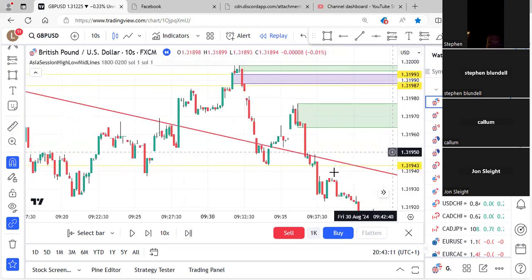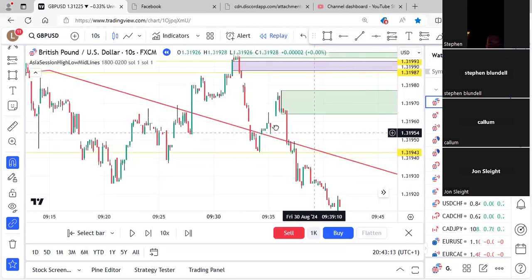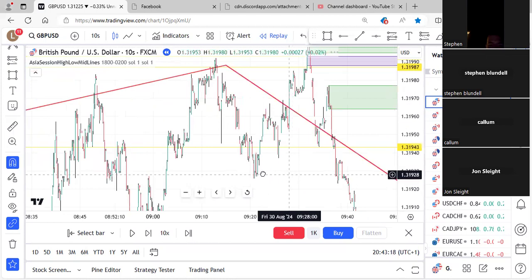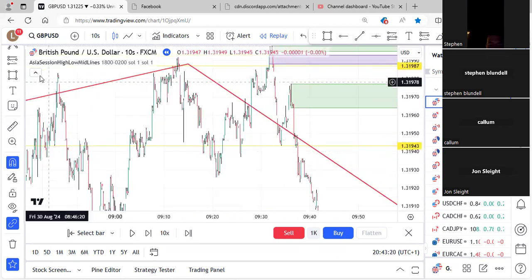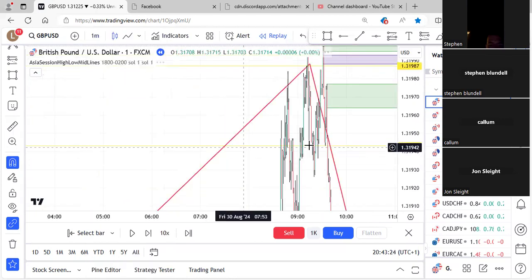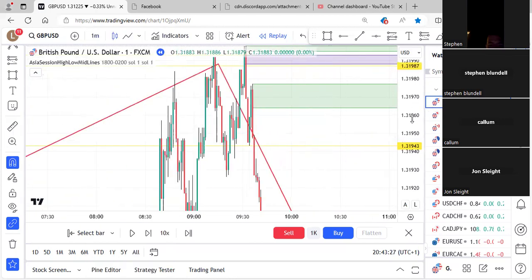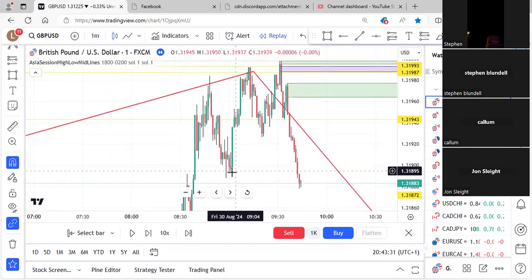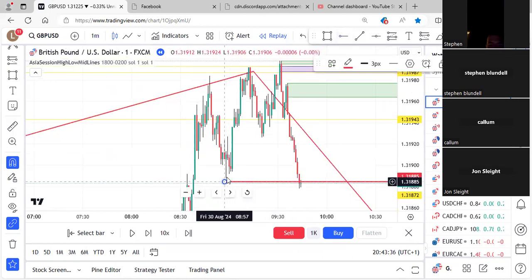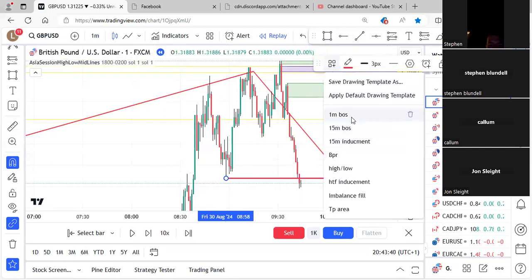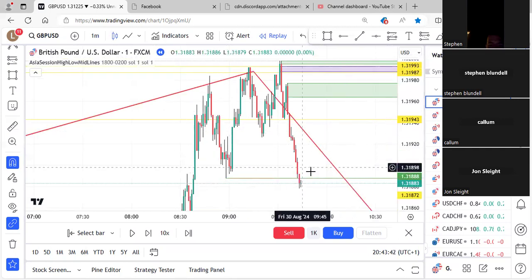But as I said previously, price ain't come back in the same day, so I've ignored it. It might come back this week, but it's not something I'll take now. I'll maybe watch it, and if it starts to get a good reaction, we will do it. But as you can see, just from basic structure, it closes below here. So this is my 1 minute break of structure, change of character, just there.